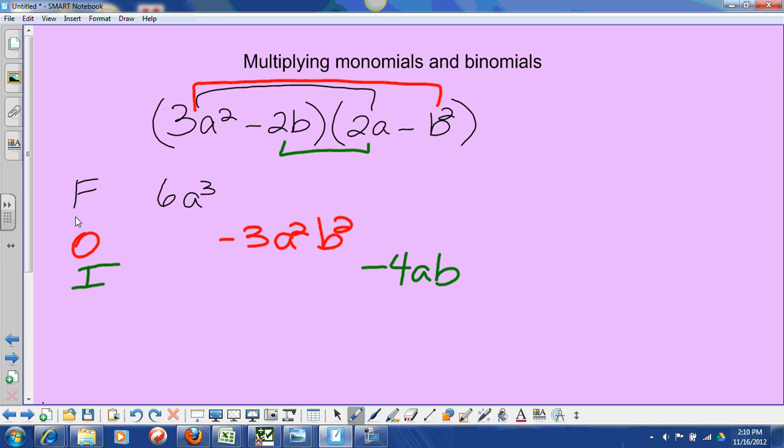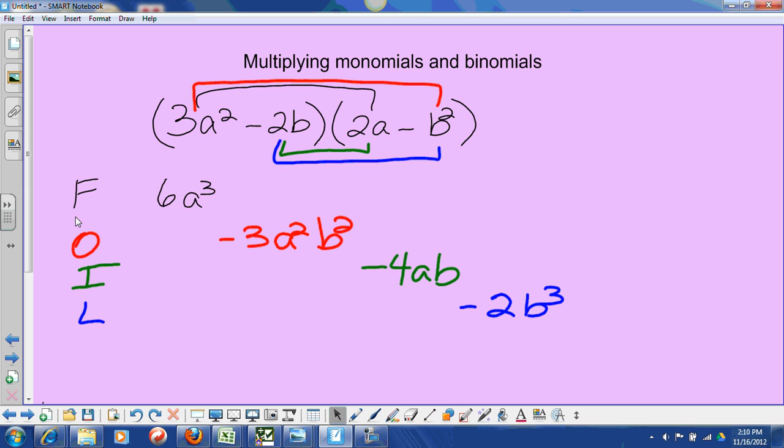Our last are going to be the last of each one. So that is going to be negative 2 times negative 1, which gives us negative 2. B times b squared. Remember, that's b to the first power times b squared will give us b to the third.